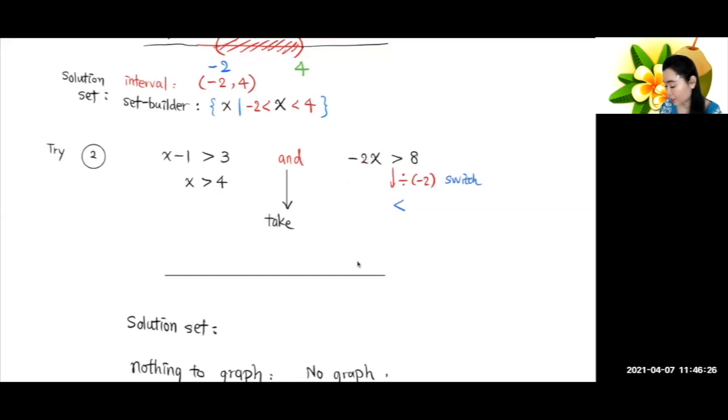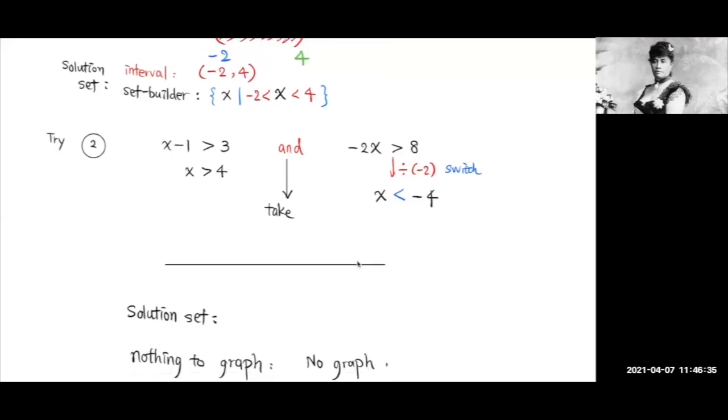So divide by -2 over here on the left side, you get x. X is less than -4. And then this is -4. Yes, very good. Okay, now this is not the final answer over here. You just solve each one separately. This is one compound inequality, so you have to combine them. These two inequalities are joined by "and", so both of them have to be satisfied. So you would take the intersection. So for a compound inequality joined by "and", you will take the intersection.